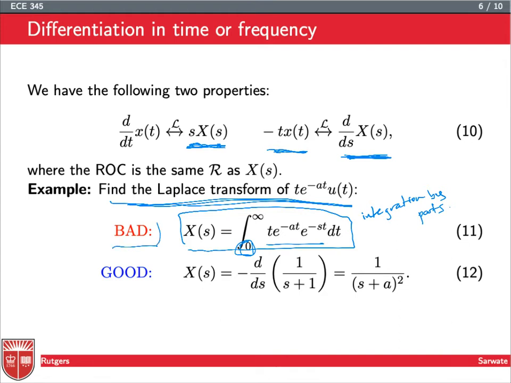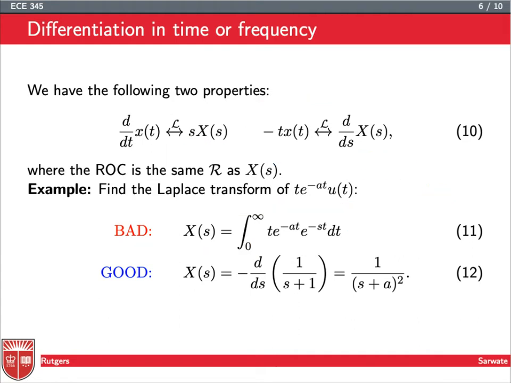I'd argue that this is kind of the bad way of doing this Laplace transform, and instead you can just recognize that t e to the minus at u of t is going to come from this second property here, and we're going to say, oh, well, this is just negative the derivative with respect to s of the Laplace transform of e to the minus at u of t, and so we get minus the derivative of 1 over s plus a, and this is going to give us 1 over s plus a squared. So that's actually much simpler to think about.